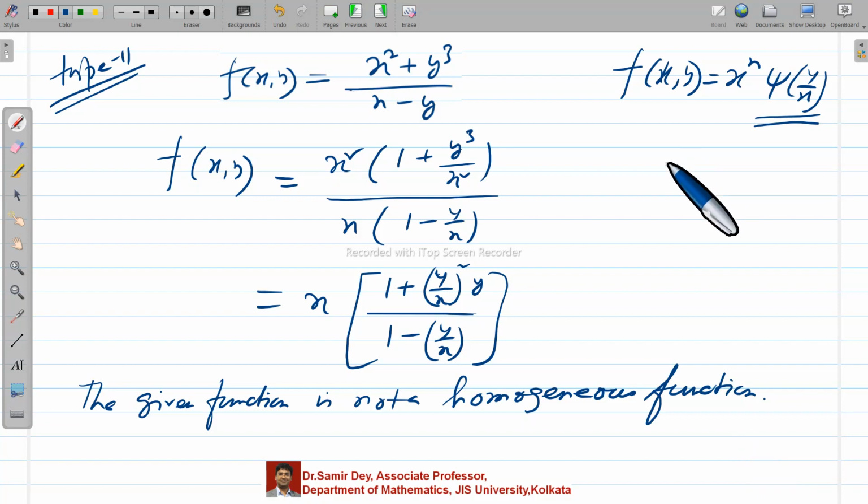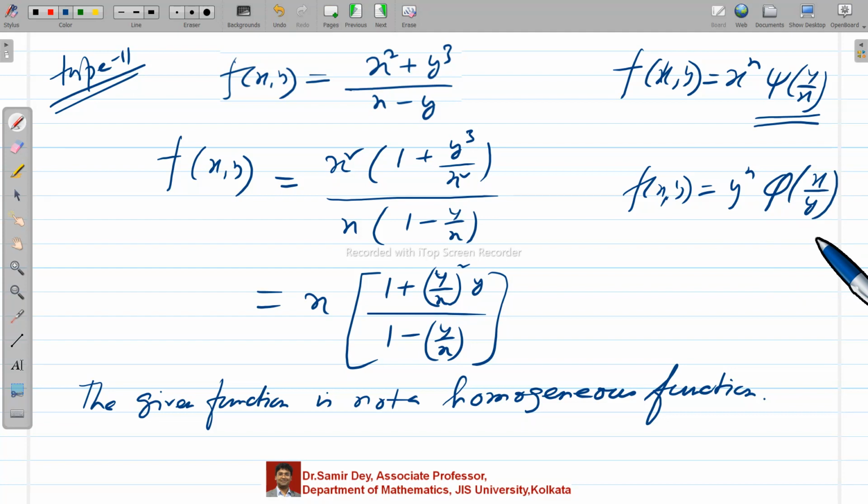Same way you can test for other types, that is f(x,y) is equal to y to the power n times a function of... Okay, so ultimately it will be non-homogeneous. Is it clear? Ultimately we are unable to express it in this form. So here you can see this y is extra, here y is extra, that's why it is not homogeneous, or it is a non-homogeneous function.